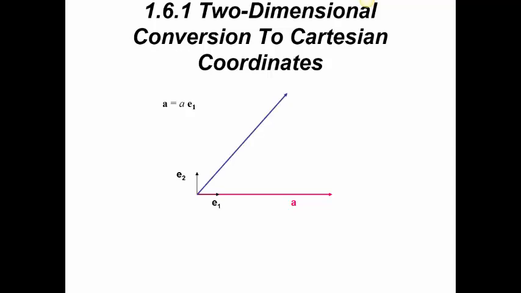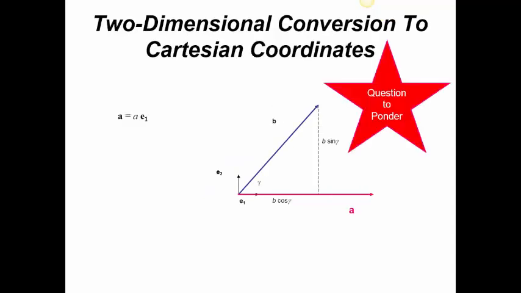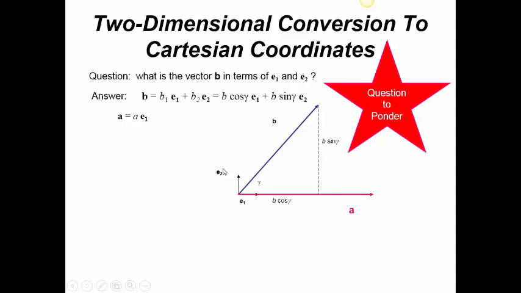Now the next thing we're going to do is the vector along B, and we'll have a question to ponder, which is what is the vector B in terms of E1 and E2? So here's your B, and you have to look at the projections along E1 and E2. So there's our answer. So you can see that B is equal to B cosine gamma times E1, and B is equal to B sine gamma times E2.